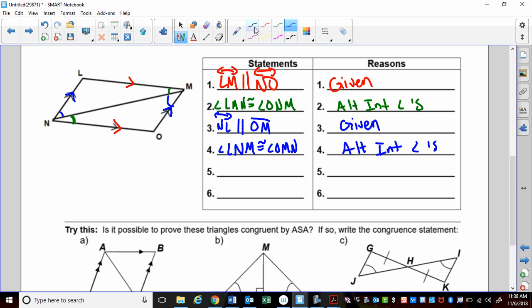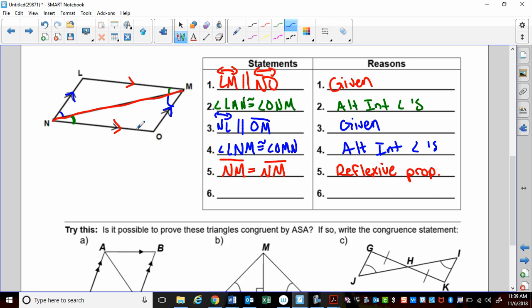Now, remember that we can almost always use the reflexive property or the vertical angles. In this case, we only have the reflexive property to use. So we're going to say this side that they're sharing, their common side, is equal in both triangles. So NM is congruent to NM because of the reflexive property. And that's all I need to prove my triangles are congruent.